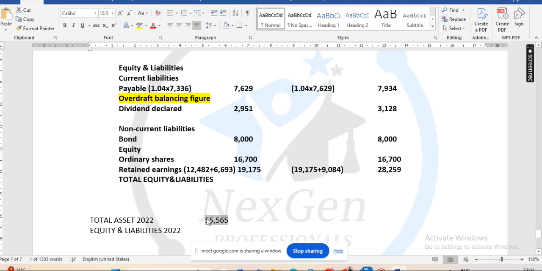Now, class, what is the total equity and liability for 2022? Start from this place. You can see 7,629, 2,950, 8,000, 16,700, 19,170. What is the total? 51,504. Which one is greater? Liability or assets? Assets.